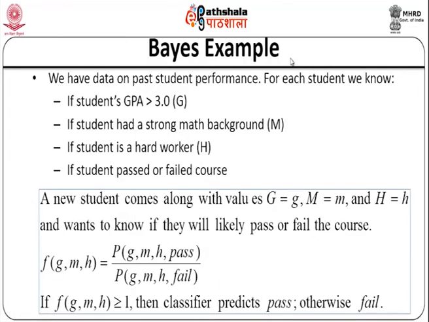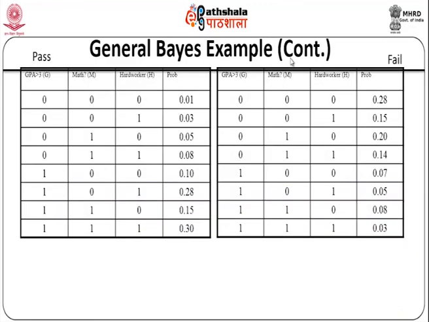So, the example of this is we have data on past student performance. For each student we know if the student's GPA is greater than G, if the student has a strong maths M, if the student is a hard worker H, and if the student passed or failed the course. A new student comes along with values G equal to G, M equal to M and H equal to H. We want to know if they are likely to pass or fail that course. So, we want to find out this. This can be done by using a classifier using the posterior. So, this is a general Bayes example.